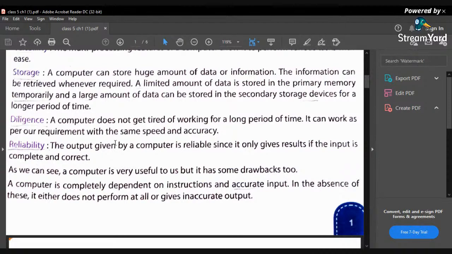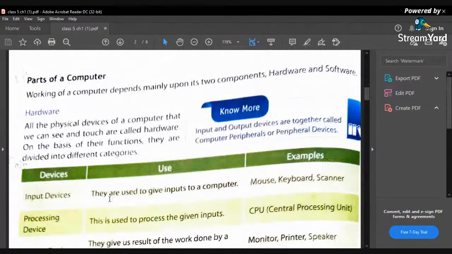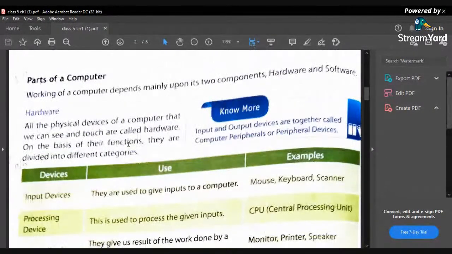When you give incorrect input, the computer also gives incorrect data. When you give correct input, the computer gives you the correct, accurate result. After that, the parts of the computer. Now we discuss the parts of the computer.